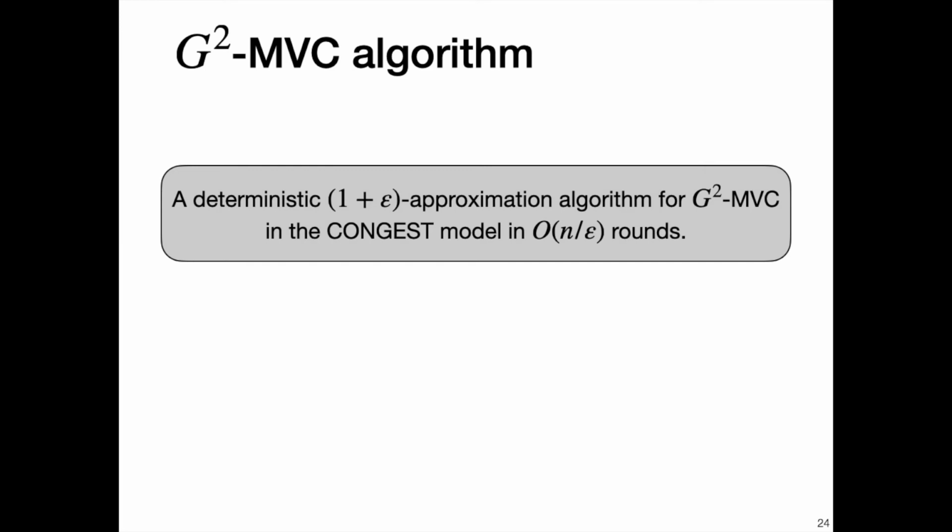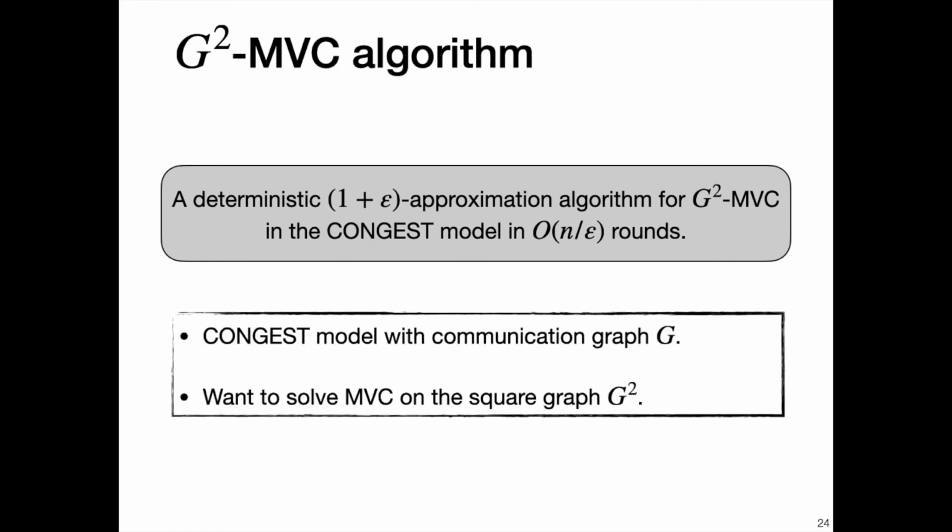For the rest of the talk, I will describe our deterministic 1 plus epsilon approximation algorithm for G squared MVC in the CONGEST model, which takes n over epsilon rounds. Just a quick reminder, the setting is that we are in the CONGEST model with communication graph G, and we want to solve minimum vertex cover on the squared graph G squared.